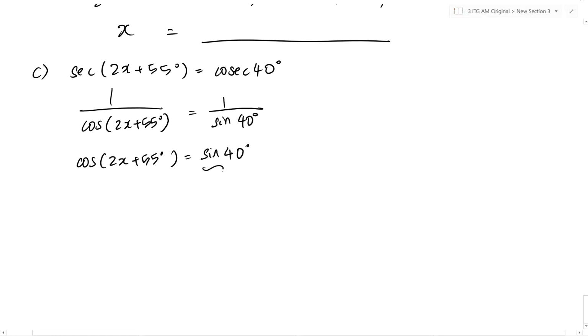Is this a positive or negative value? It's positive. I actually can start working already, but I want to let you know that, okay, from here can you find the basic angle? Is it 40? Okay, let's try. This one is positive. So we know that 2x plus 55 degrees is in quadrant 1 and quadrant 4.